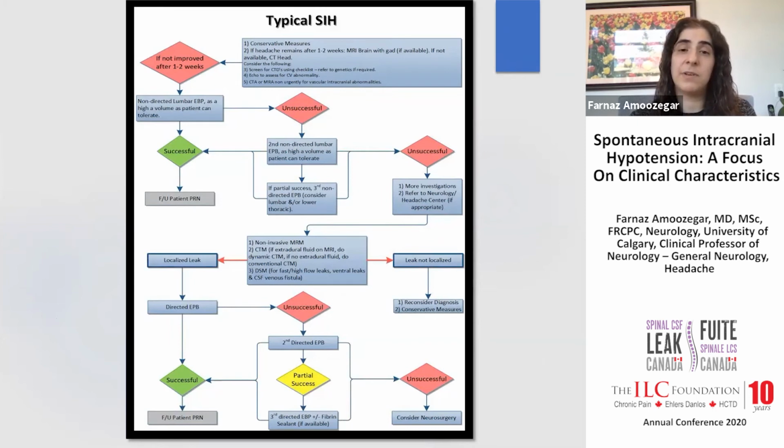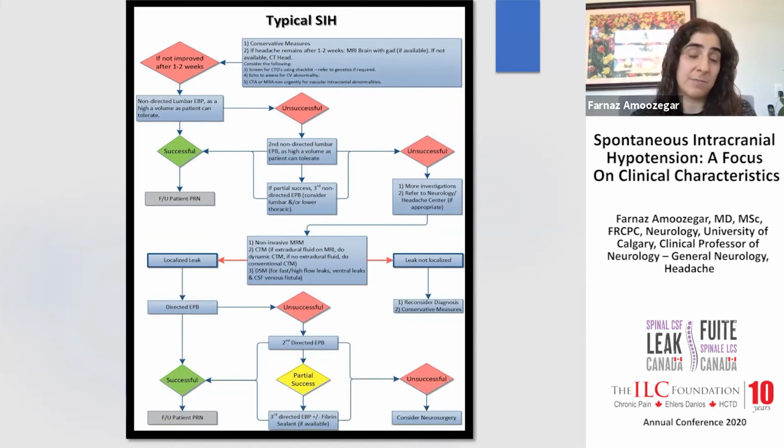If that's the case, we typically recommend conservative measures and then the patient having an MRI of the brain. If conservative measures don't lead to any improvement, and the patient shows signs both clinically and on MRI, or even if the MRI is normal but we highly suspect it clinically, then we would suggest that the patient go on to have initially non-targeted blood patches. If that's successful, that's great, and the patient can be followed. But if it's not successful, then up to 2 or 3 attempts can be given. If the patient doesn't have success with that, then we would suggest going on to do more investigations.